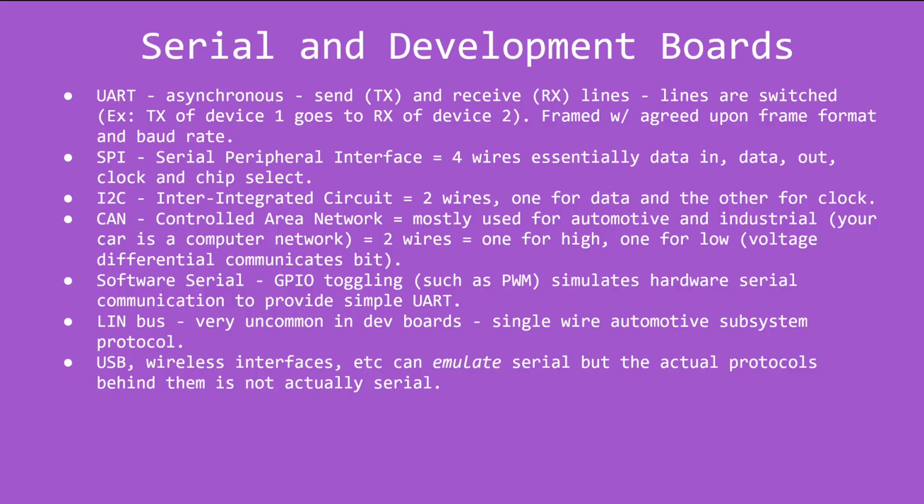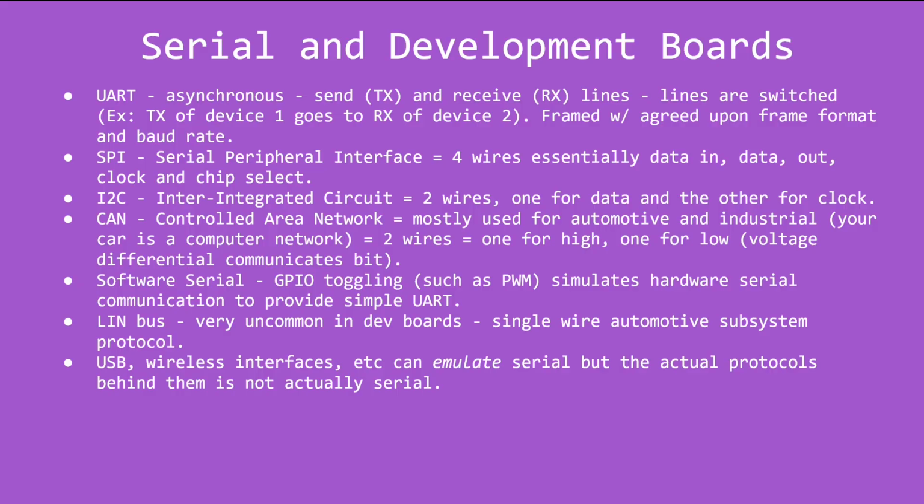You've got CAN, that's controller area network. It's mostly for automotive and industrial use. Your car is basically a computer network on four wheels. It uses two wires, one for high, one for low. The voltage differential is actually what communicates bits in that case.